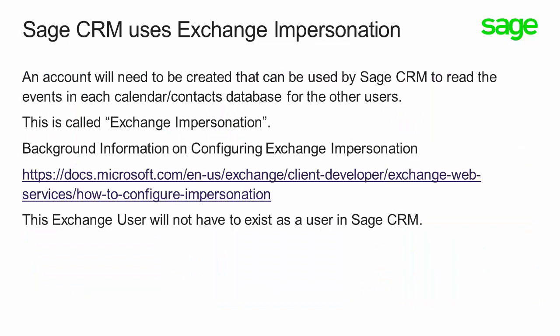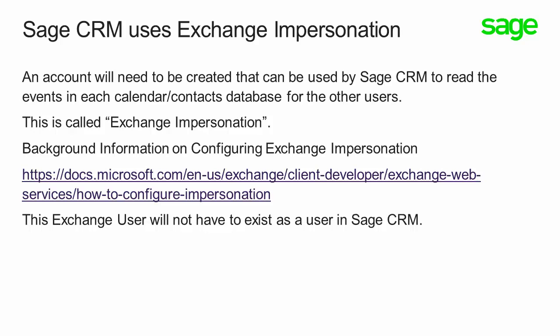Now, I've mentioned that Sage CRM is using Exchange impersonation. We need to have an account created within Exchange that can be used by Sage CRM to read the calendar and the contacts database of all the other users. That is called Exchange impersonation. There's a whole set of background information available on the Microsoft website, and the URL is on the screen, which explains how to configure impersonation generally.